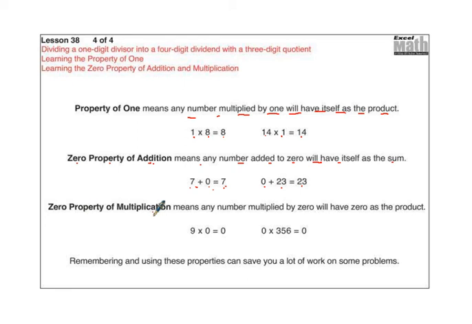0 property of multiplication means that any number multiplied by 0 will have 0 as the product, or the answer to the multiplication problem. So 9 times 0 is 0, 0 times 356 is 0, a billion times 0 is 0. It doesn't matter what you're multiplying by 0, it's always going to come out to be 0. Remember, using these properties can save you a lot of work on some problems.